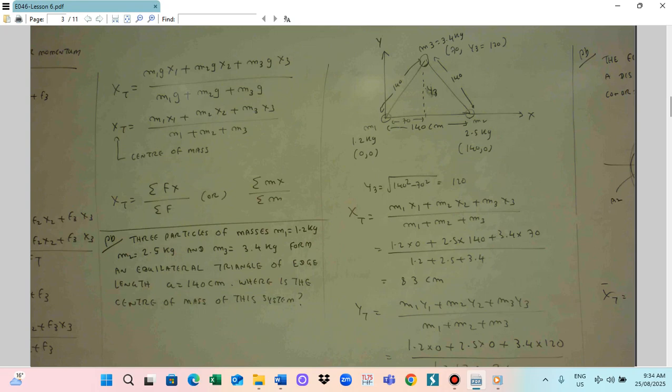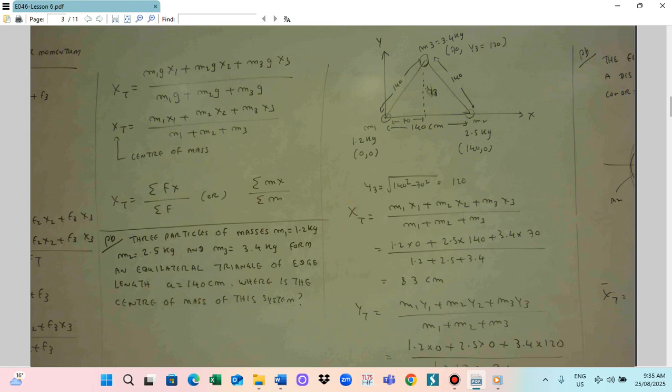So the vertical coordinate, this is for m3, Y3, can be calculated. Y3 is the square root of 140 squared minus 70 squared. So that will be 120. So Y3 is 120.